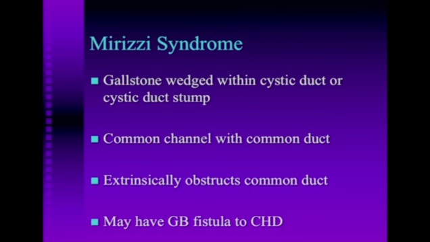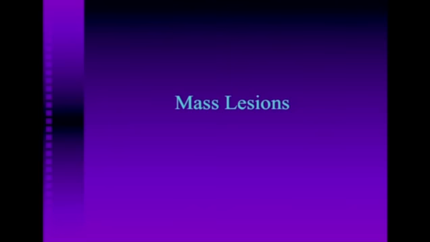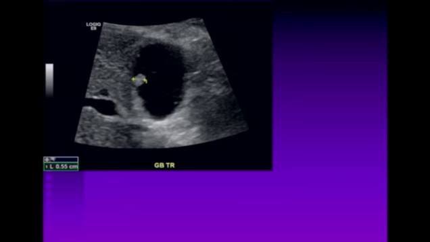Therefore, it will extrinsically obstruct the common duct and create a biliary obstruction. And occasionally there may be a gallbladder fistula to the common hepatic duct in these patients. All right, now we're going to switch over to mass lesions, and we're going to start nice and easy again.